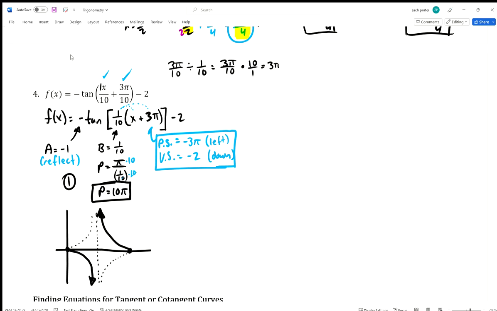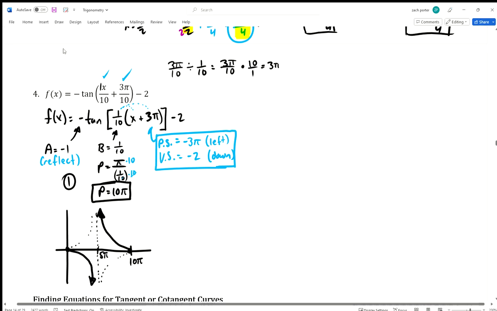So there's our reflected tangent curve, and then we can mark our period. The period is 10 pi, which means this asymptote is at 5 pi, so doing half times 10 pi, half of 10 pi. Okay, I'm going to need a little room here. Those dots are in the way.